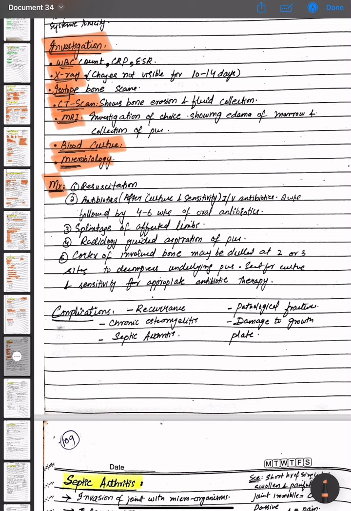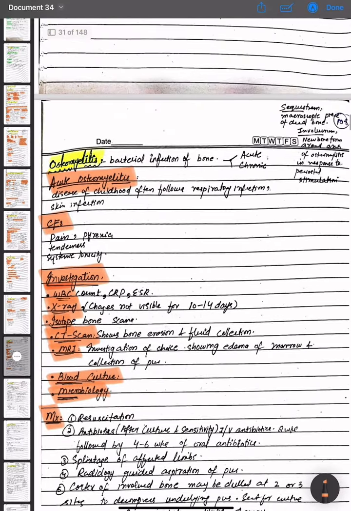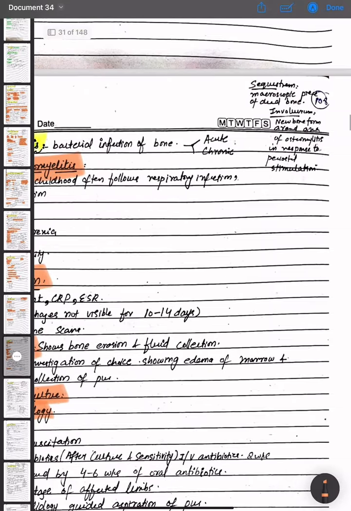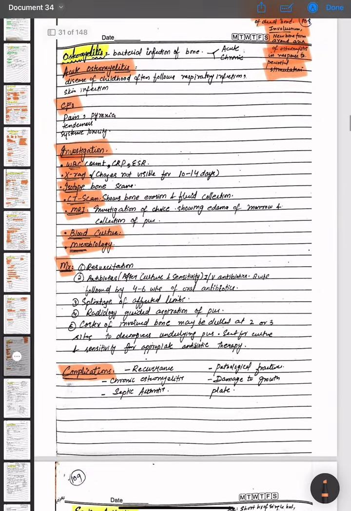What are the complications? The recurrence, pathological fractures, chronic osteomyelitis, septic arthritis, damage to the growth plate. These are the common complications of osteomyelitis. Okay, what is a sequestrum? Microscopic dead bone, and new bone forms around the area of osteomyelitis in response to periosteal stimulation. Okay, so what we have discussed is osteomyelitis, that it is a bacterial infection.